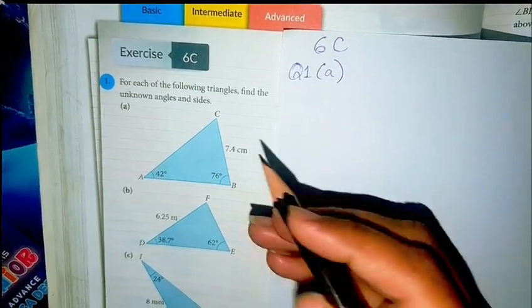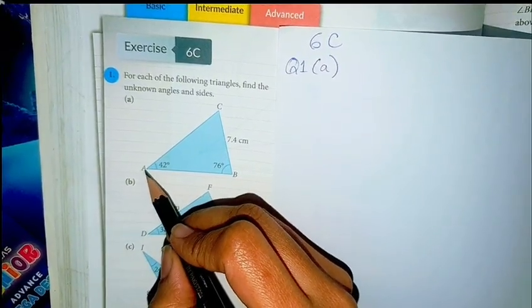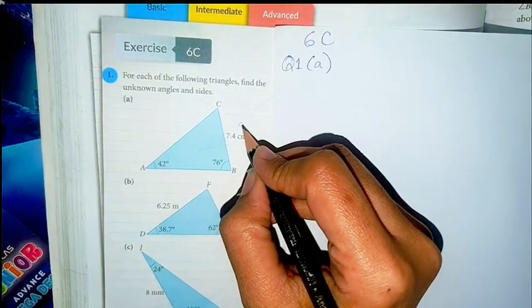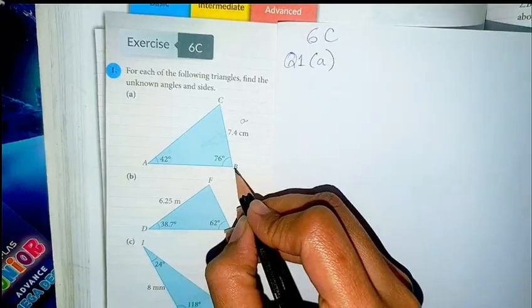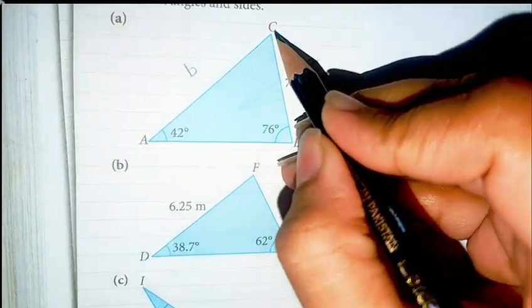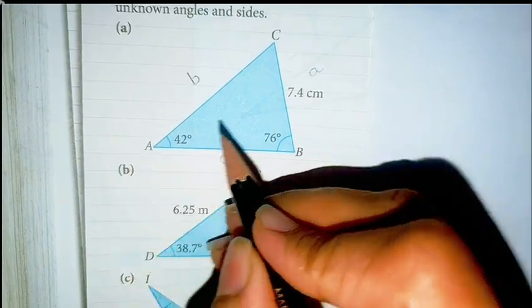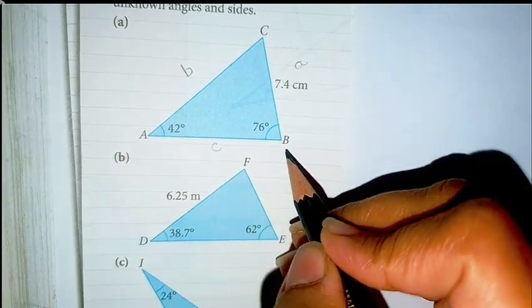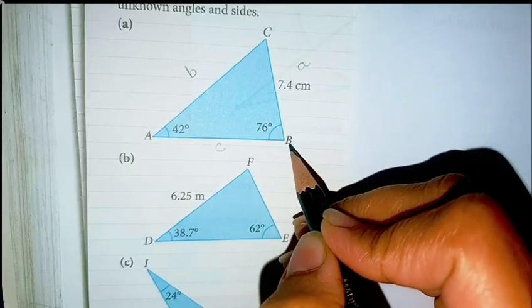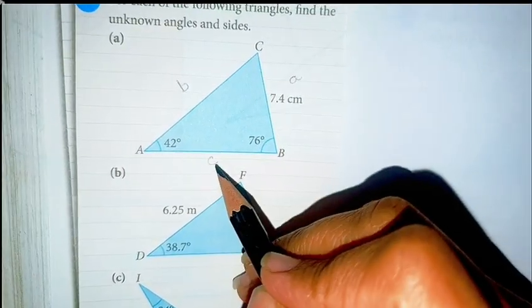So how we can do it: we know from the previous exercise that this is angle A, so this is side a, and if this is angle B, so this is side b, and if this is angle C, so this is side c. We represent angles with capital letters and sides with small letters. This is a capital letter, so this is an angle, and this is a side. In the same way, this is an angle and this is a side.